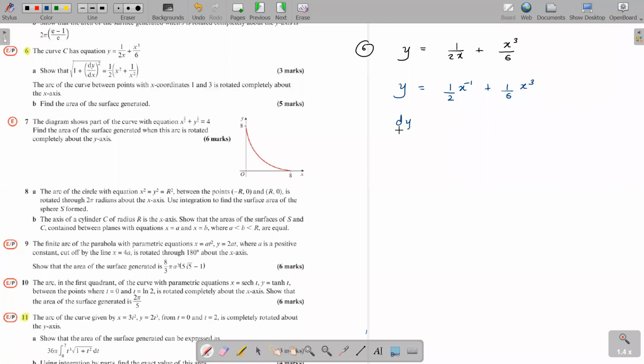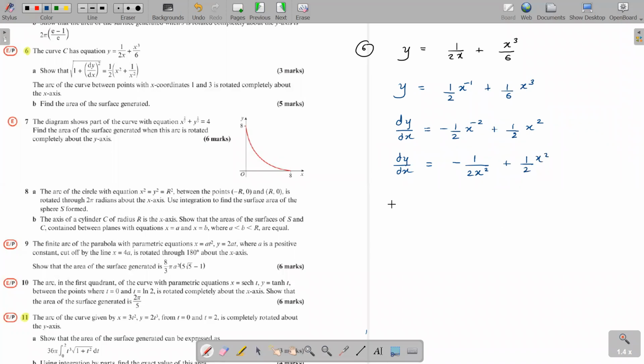Now let's differentiate. Dy by dx gives me minus half. I brought the minus 1 in front. Minus half x to the power minus 2. 1 over 6 into 3 is 1 over 2, right? 1 over 6 into 3x square. I multiply. So this is my dy by dx. Shall we just rearrange it a little bit? So this is minus 1 over 2x square plus half x square. Is this okay?